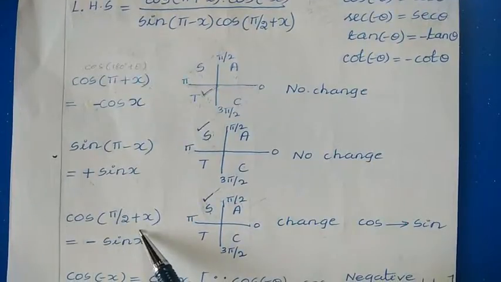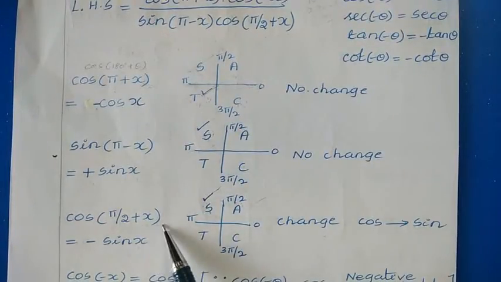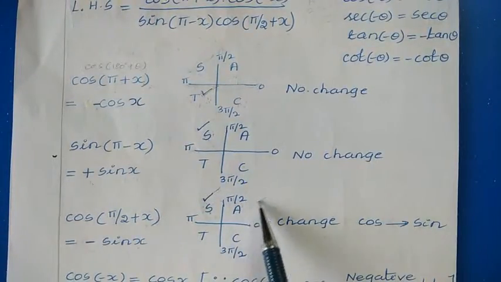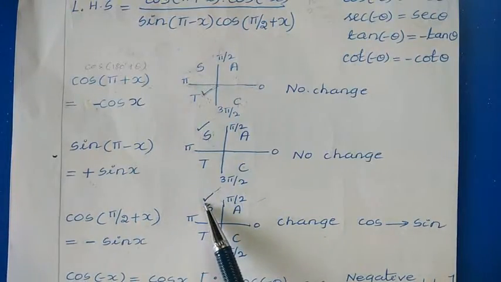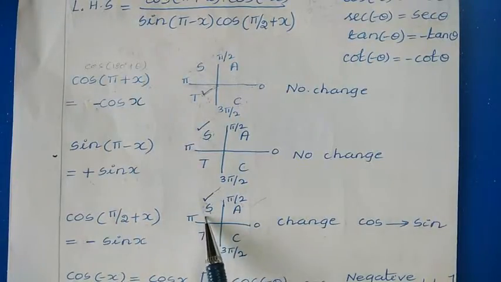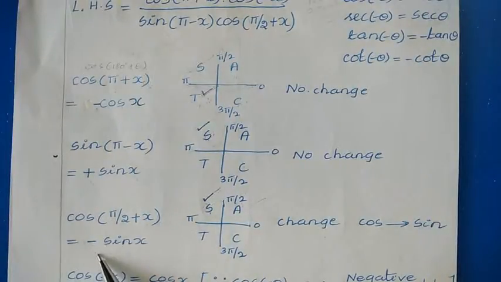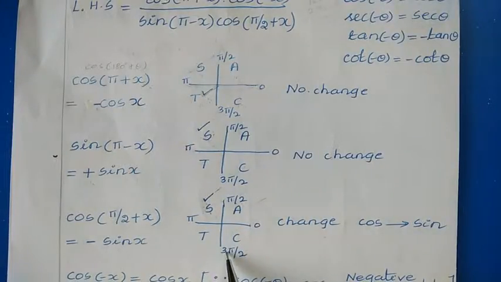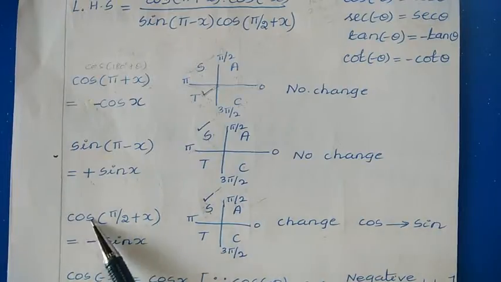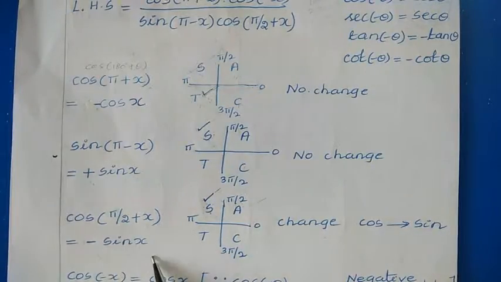Then cos(pi by 2 plus x). Pi by 2, that means we are on the first quadrant, plus x, plus theta. So we'll go to the second quadrant. And in the second quadrant, sine and cosec are positive. So other trigonometric ratios are negative. So here you have to put the negative sign. Then pi by 2 is located on the y-axis. That means there is a conversion. So cos becomes sine. So here we get minus sin x.